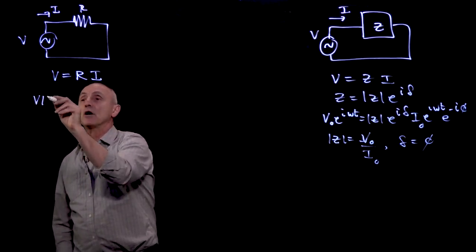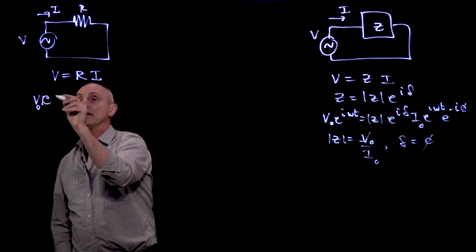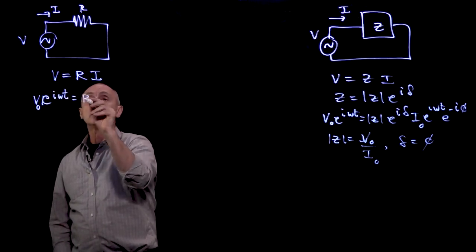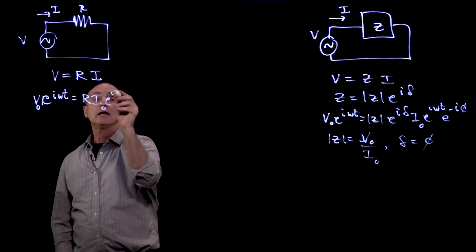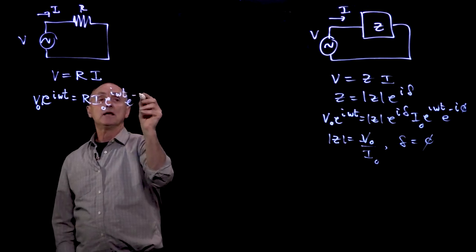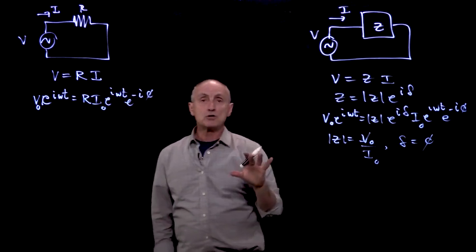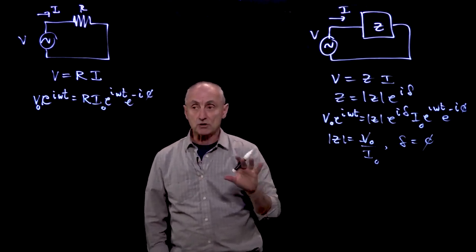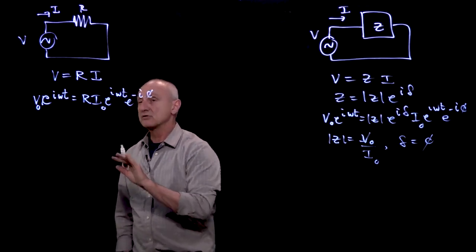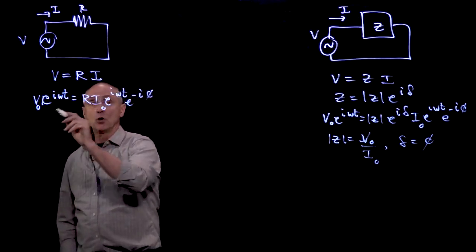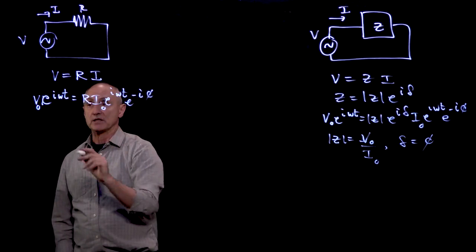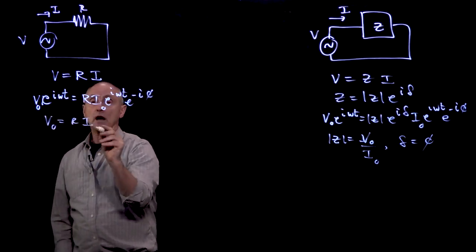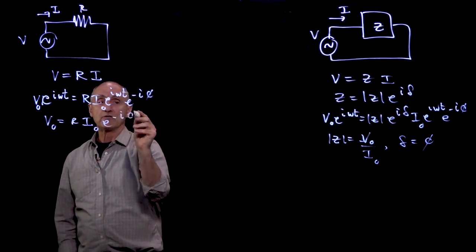So we put in our V naught e to the i omega t equals R times I naught e to the i omega t e to the minus i phi. And we're doing this approach because when we get to a capacitor and an inductor, it's a little more complicated, so we'll see it in this very simple case. We divide out by e to the i omega t, and we get that V naught equals R I naught e to the minus i phi.